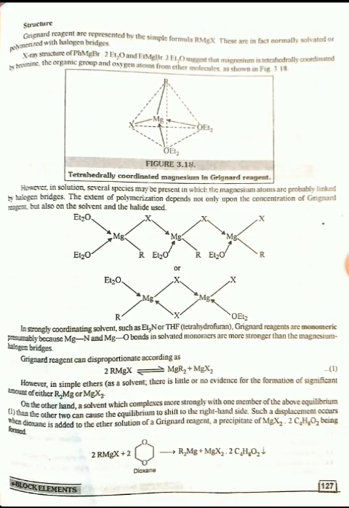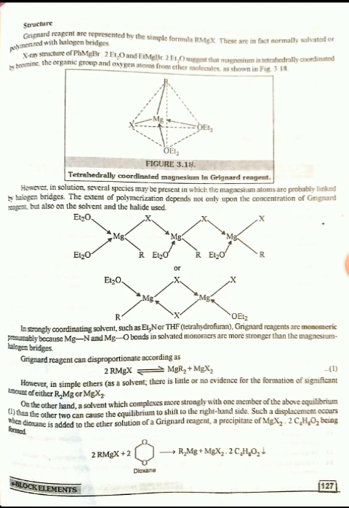Properties: first, all Grignard reagents, either alkyl or aryl, are rapidly hydrolyzed by water. They react with water and give the parent hydrocarbon. Second, Grignard reagent can be employed to prepare a variety of compounds as listed below. Third, Grignard reagent can be used to prepare a new variety of organometallic compounds. Fourth, Grignard reagent reacts with ethylene oxide to give alcohols. Structure: Grignard reagents are represented by the simple formula RMgX.